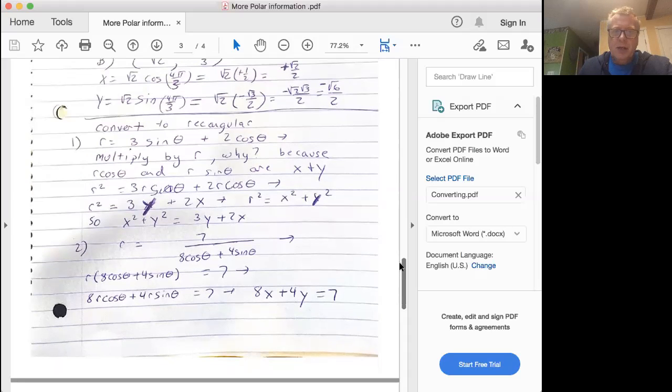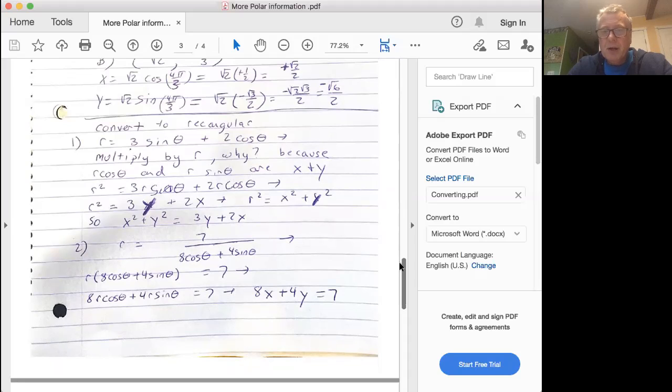Then let's take a look at conversions of equations. We can convert a polar equation into rectangular form or Cartesian coordinate form. Let's look at this first one. R is equal to 3 sine theta plus 2 cosine theta. What we want to do is get rid of the sine thetas, the cosine thetas, and the r's and change them to x and y's.